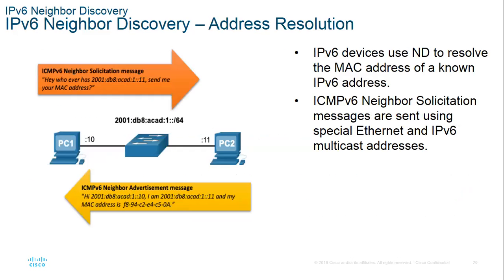How IPv6 neighbor discovery resolves addresses. In fact, PC1, which needs to get the MAC address of PC2, will generate an ICMPv6 neighbor solicitation message asking who has this IPv6 address to send me its own MAC address. So the target destination will reply with an ICMPv6 neighbor advertisement message saying that I am this IP address and this is my MAC address.